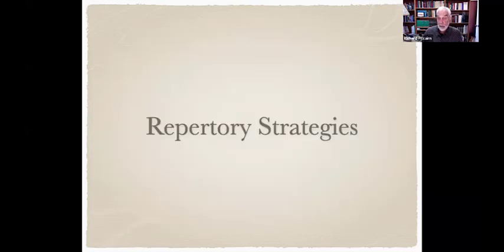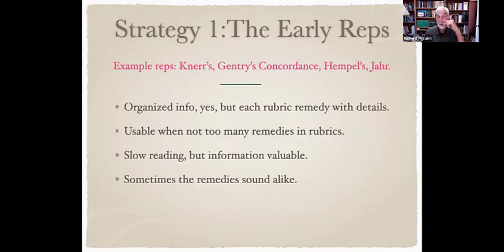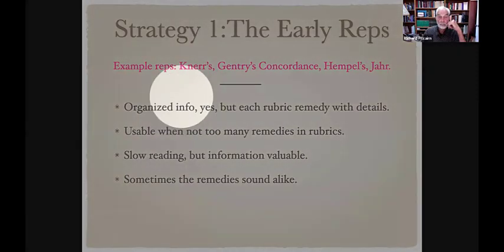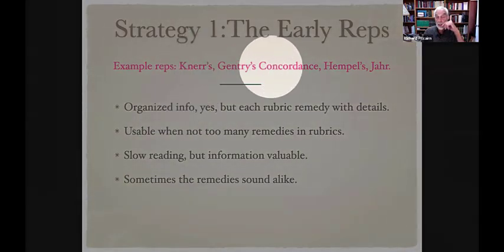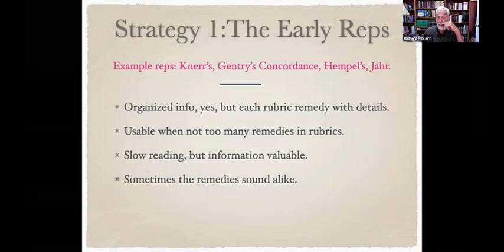Well, let's look then at considering this, that not all the proving information is there, how were the repertories then put together by different people? What are the strategies? Well, the early strategy was, I'm going to describe here to you, and the example repertories are NERS, Gentry's, Concordance, Hempel's, and ER.